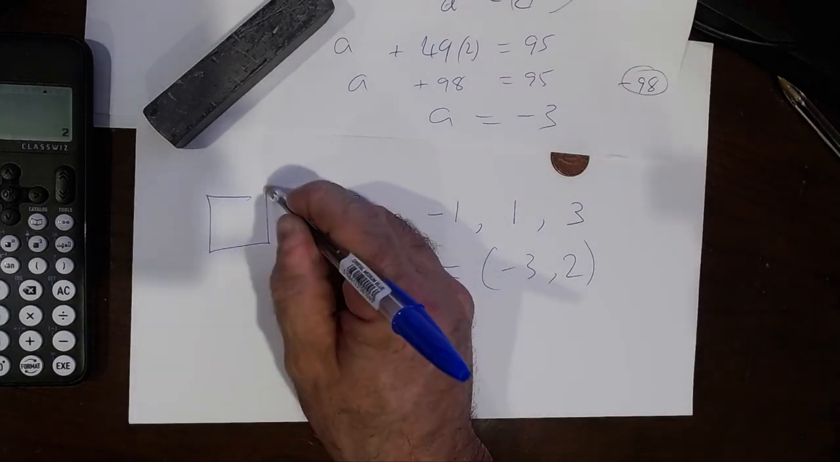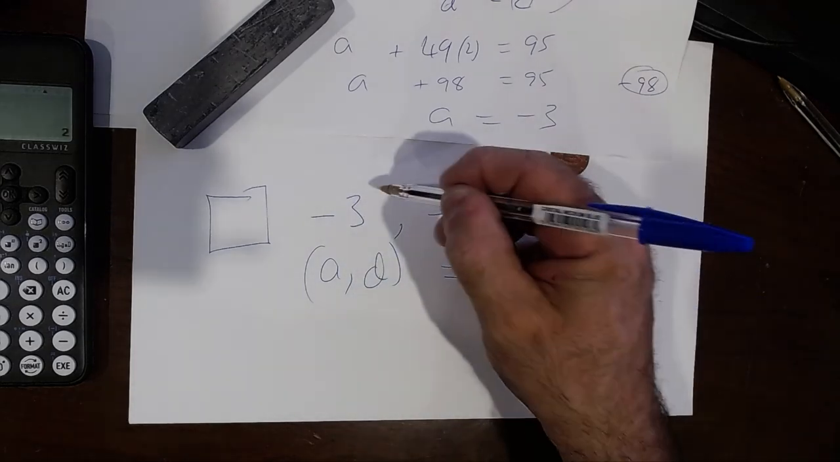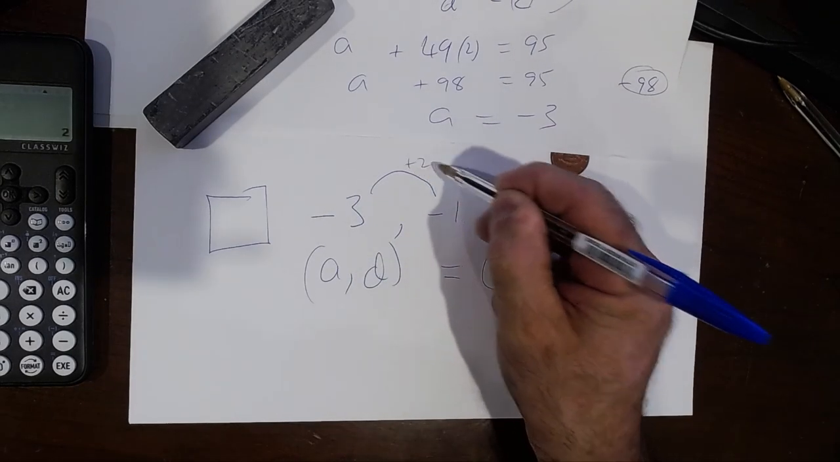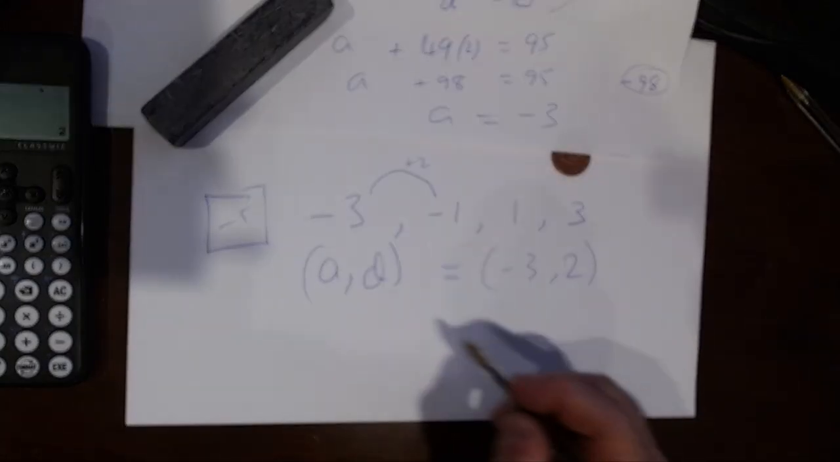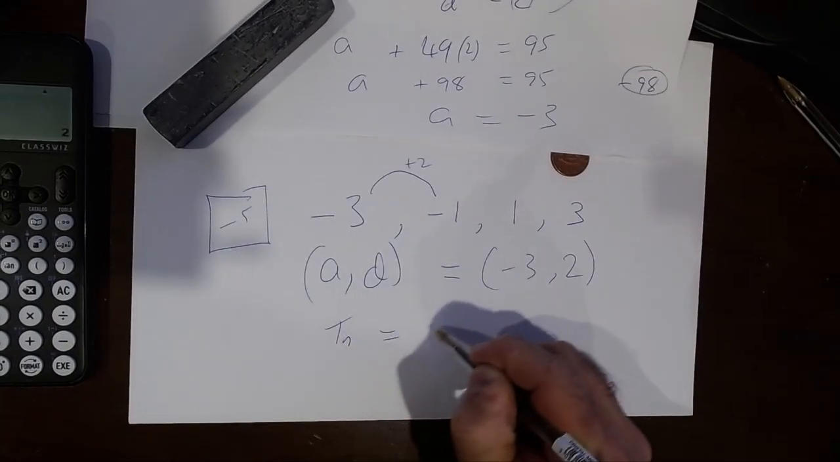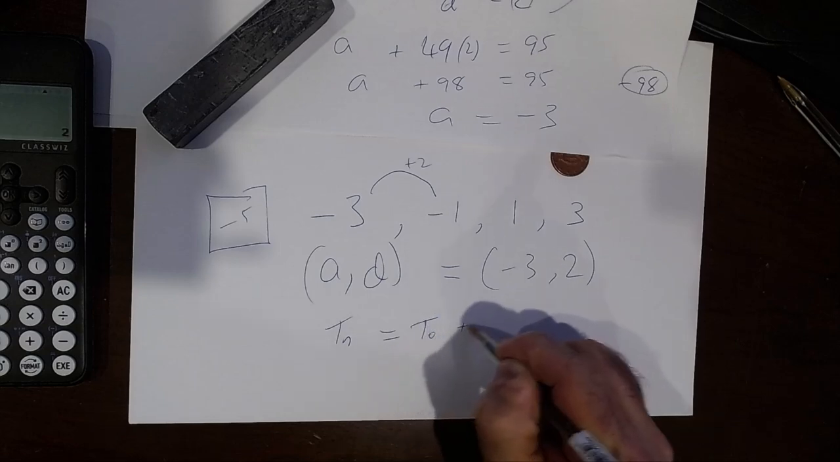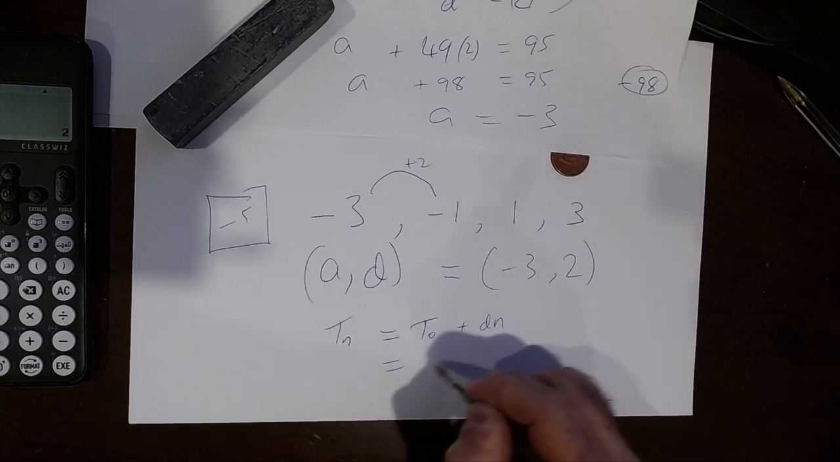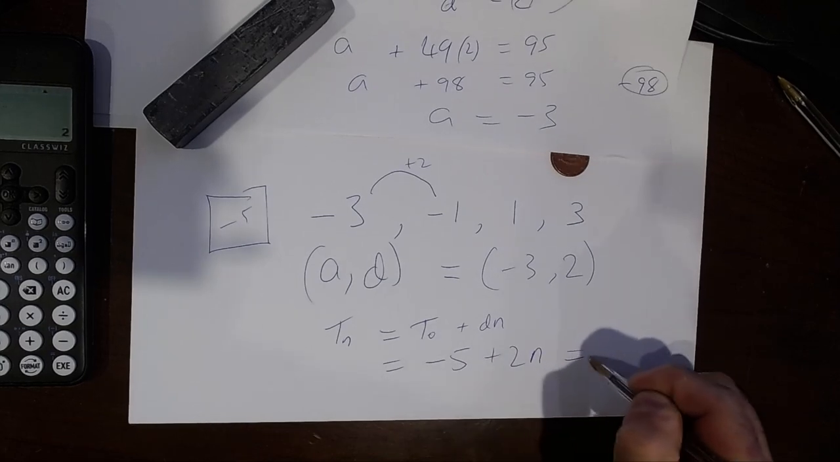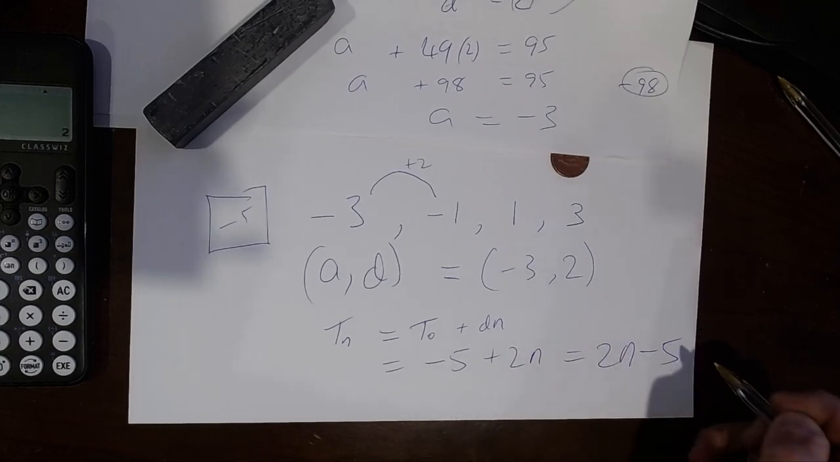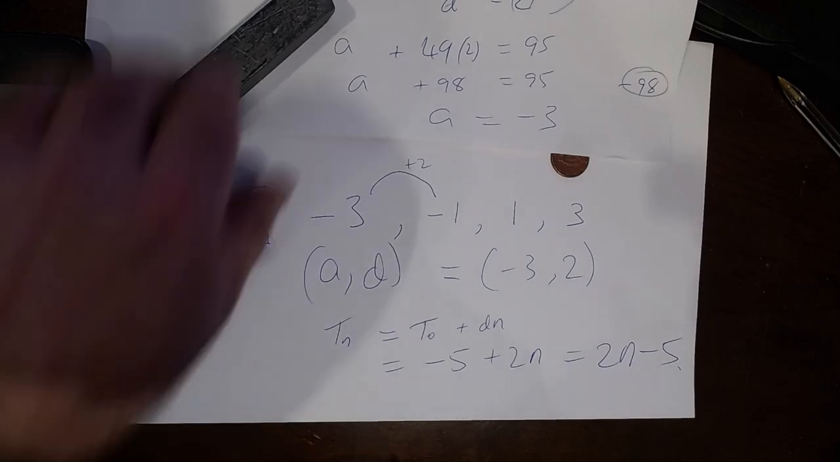So we want to know what goes back here in term 0, and this is a +2 and this is a -2. Okay, so term n is equal to term 0 plus dn, which is equal to -5 plus 2n, which is equal to 2n minus 5, which they asked us to show.